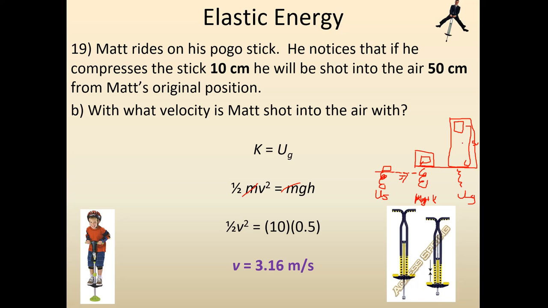Now, if you wanted to double check, you can set the spring potential here equal to UG plus K, where the height is 0.1 meters and the compression is also 0.1 meters, and you would find that you get the exact same answer. All right.